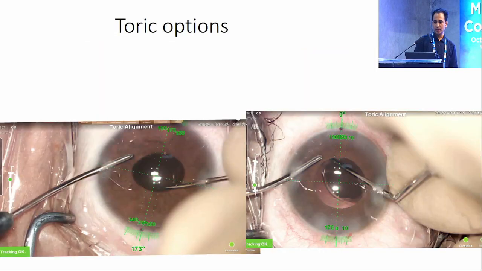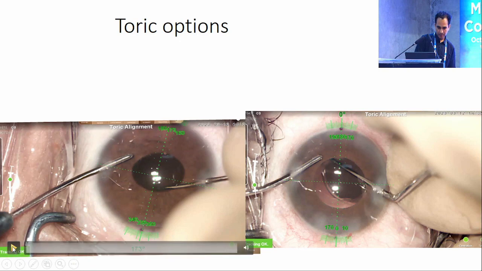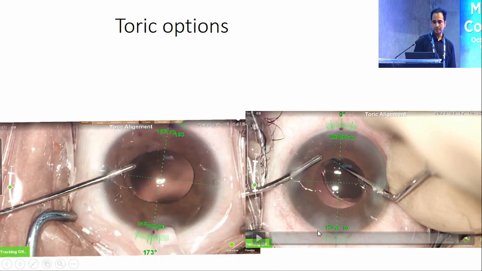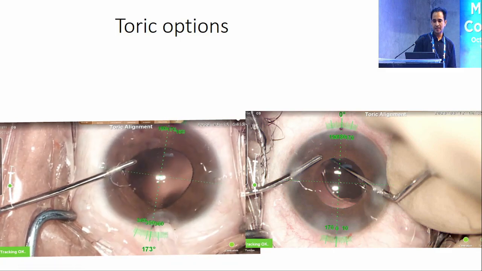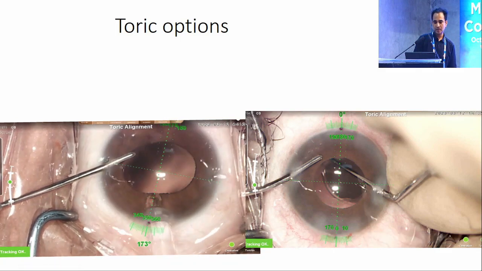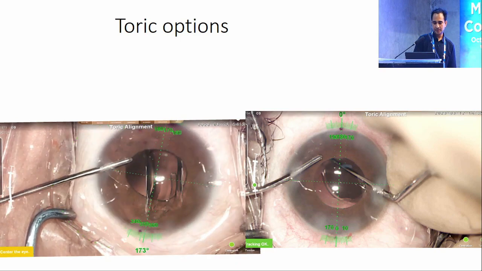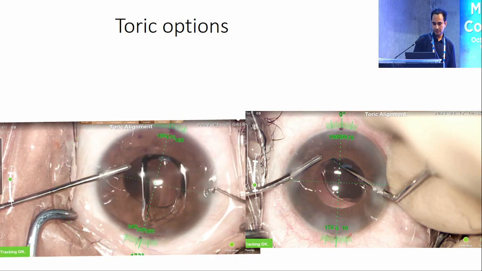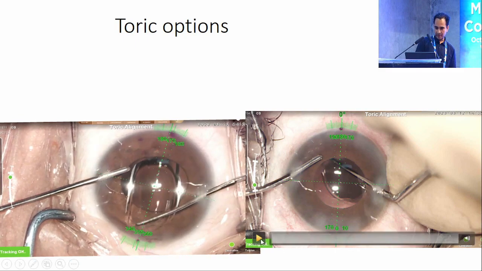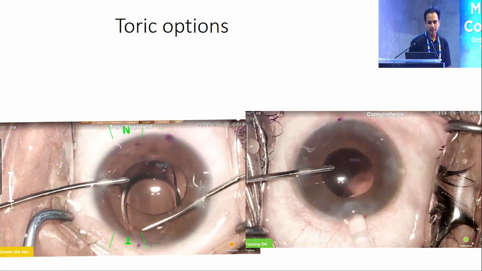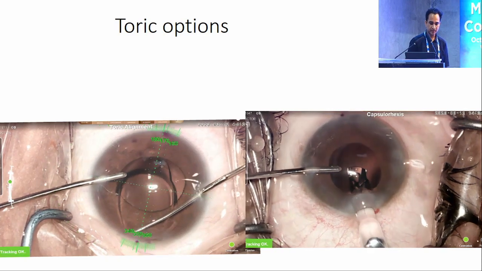So we have a lot of toric options, just a few videos that is in mid-dilated pupil. So this is an advanced monofocal toric. So to save time, I will run this also in the meantime. So usually most of our surgeries we do under saline.